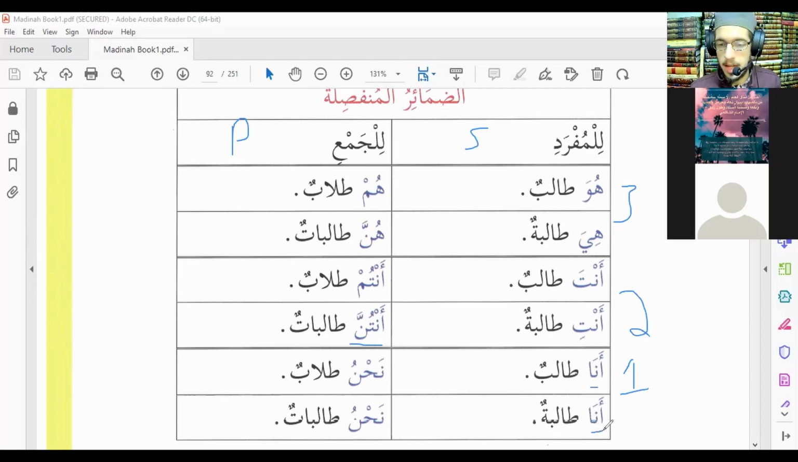The pronouns here stay the same. Nahnu tulabun, nahnu talibatun. And the pronouns stay the same. So this is a super, super helpful chart. And I'm a big chart guy. I love charts and diagrams.